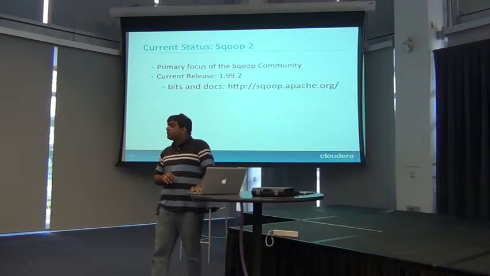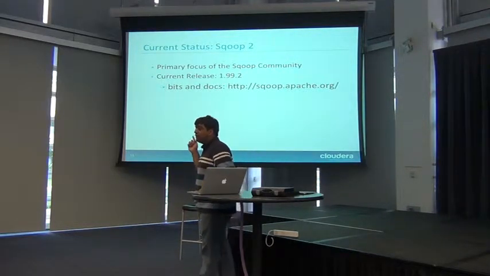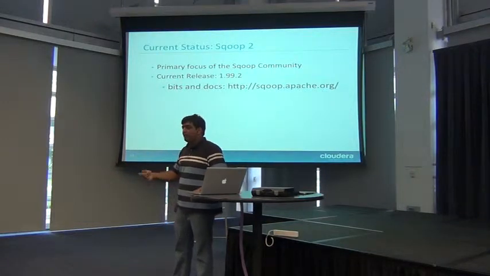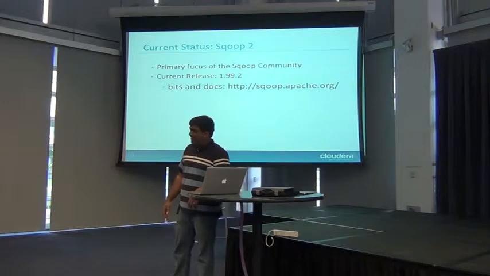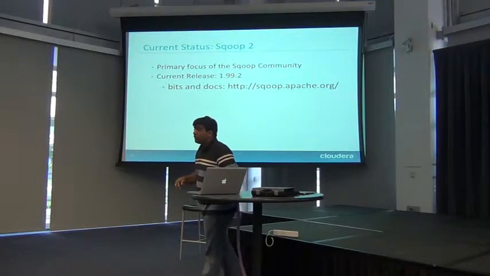The current status of Sqoop 2. Sqoop 2 is currently at Sqoop 1.99.2. We haven't reached Sqoop 2 yet, but we are really close. We'll probably reach 1.99.3 and then go to Sqoop 2, depending on how the community decides to go ahead with it. Documentation and downloadable bits are available at sqoop.apache.org.